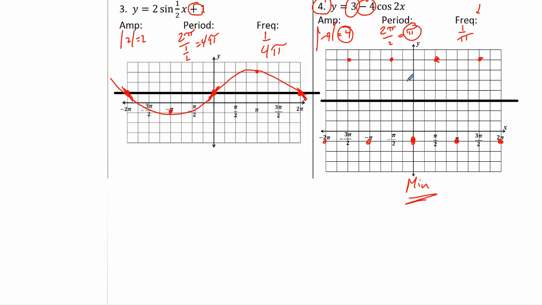Now you can be like, well, halfway between those is going to be a 0. Yeah, and that's true too. You can graph that. That's not that big of a deal, but you could graph that. So it's going to be up and down, and then up and down, and then up and down, and then up and down, and then it repeats. So again, this is because the period is smaller than 2 pi. It's going to repeat itself a lot faster.